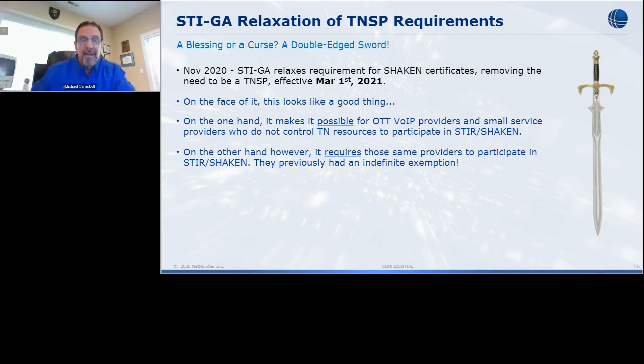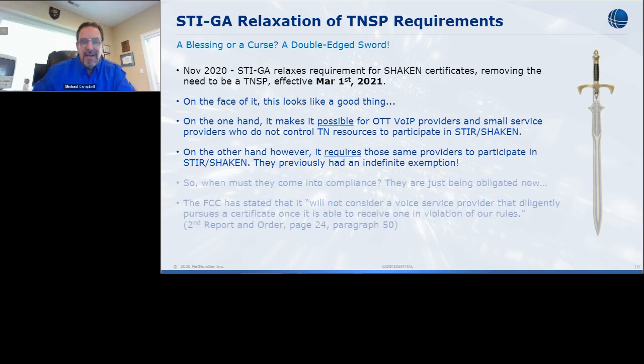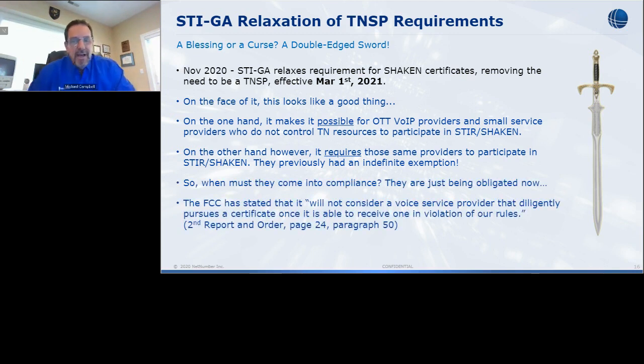Or are you? Well, the FCC has recognized that you've just been obligated to do this now, and can't really hold you accountable to the same date that they're holding everyone else accountable to. So I put a little quote here from the second report and order that should give you some comfort. They say they will not consider a voice service provider that diligently pursues a certificate once it's available to be in violation of the rules. Really, when you unpack that, you'd better be diligently working towards STIR/SHAKEN compliance and getting to that point as quickly as you can.